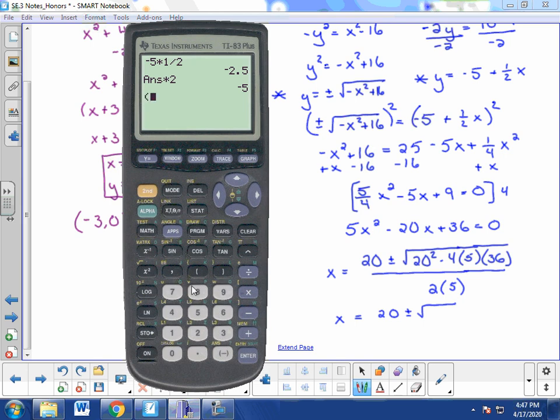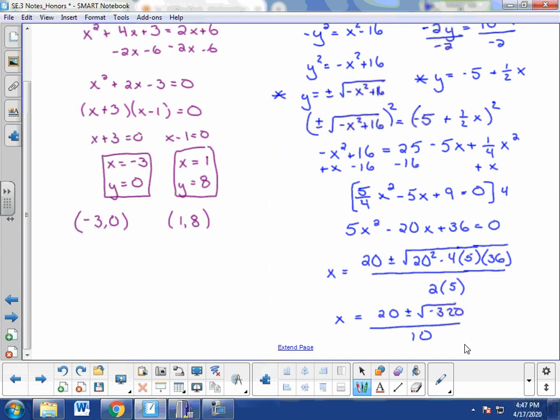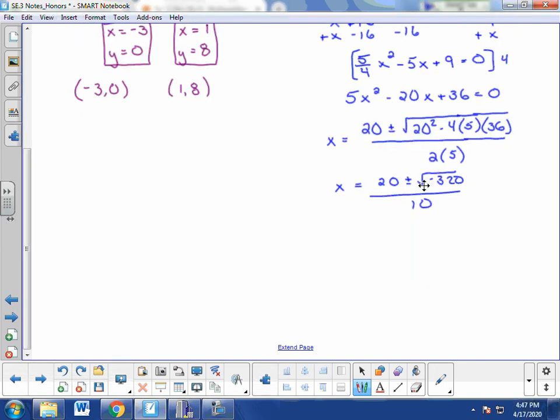Now, inside the square root, this would again be 20 squared minus 4 times 5 times 36, which is negative 320, all over 10. Now, we could try to simplify this if we wanted to, but what we see here is that when using the quadratic formula, there is a negative inside of the square root.